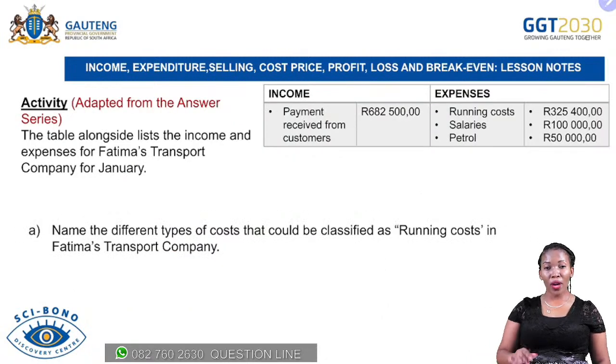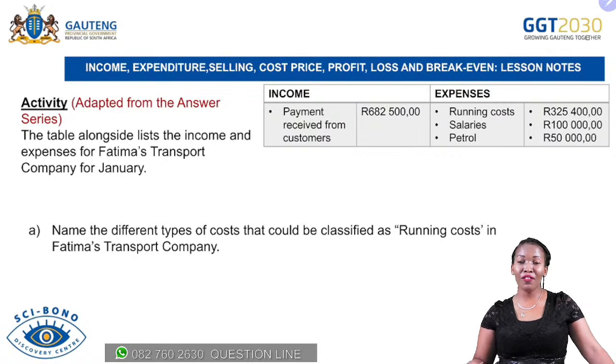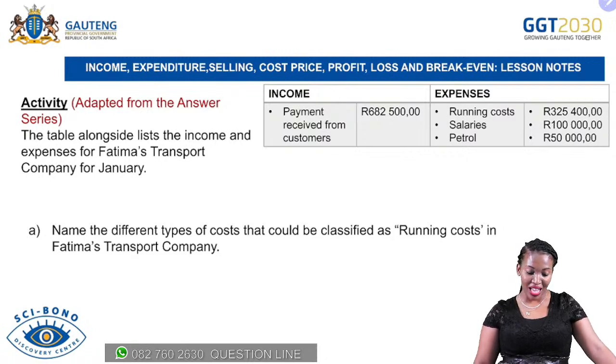And then here is a quick activity, guys, just to check if we understand that first section of income and expenditure. This activity was adapted from the Answer Series textbook. It says that the table alongside lists the income and expenses from Fatima's transport company for January. So before I even go to the questions, like I always say, guys, we are going to analyze the information that is given to us, get all the points that we need, and then from there we can see what the questions are requiring us to do.